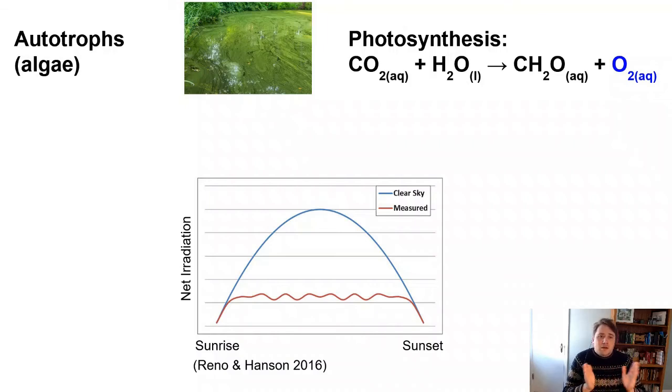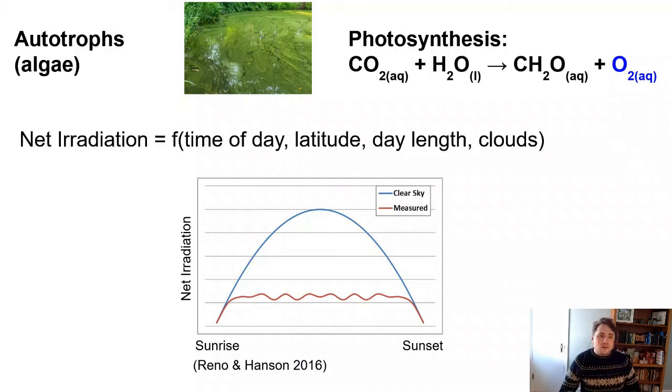And so I'm going to build a simple sunshine model. Just stick with me a little bit. We're going to base this off of a sine wave, and then we're going to relate this back to the production of oxygen via photosynthesis. So net irradiation is a function of time of day. Obviously, we just explained that. Latitude, obviously at higher latitudes, you get less sunlight than at the equator. The day length, which is a function of the season, and the number of clouds in a system.